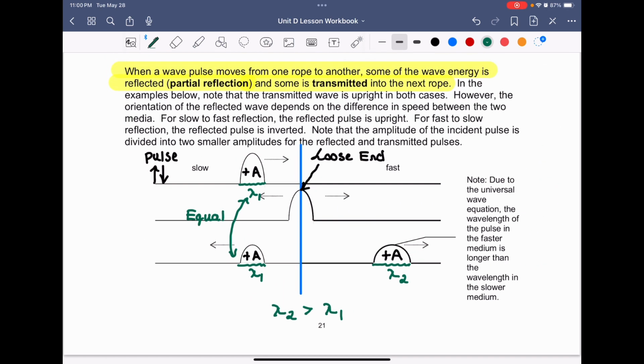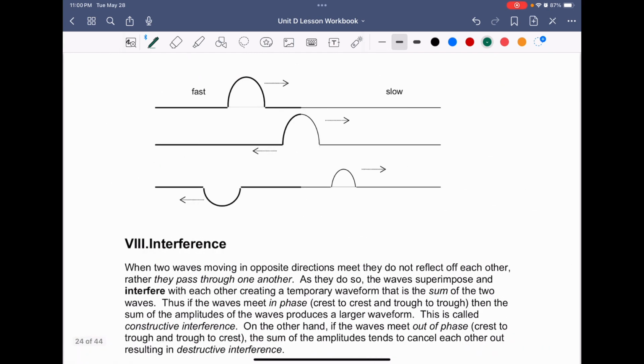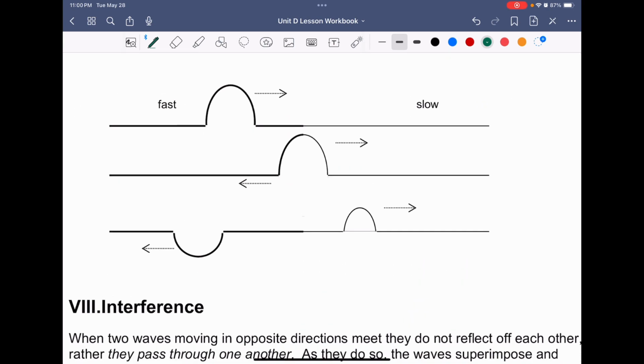Now, as we move into our next piece, we're going to look at the opposite situation. What happens when we look from a fast to a slow medium rather than a slow to a fast? If I look from a fast to a slow, again, what I would recommend doing is just write a vertical line here. So there we go.